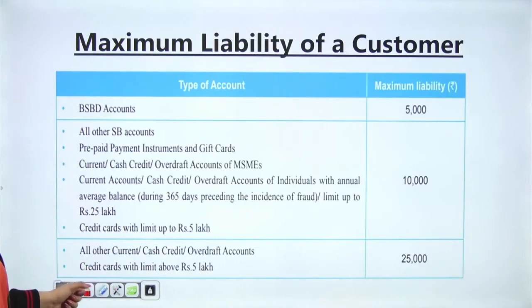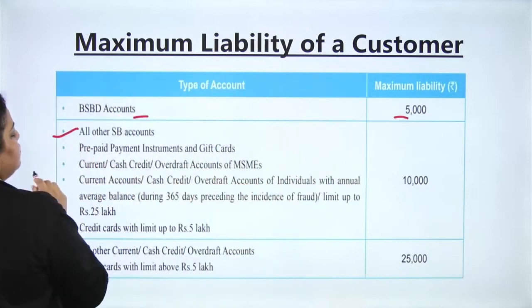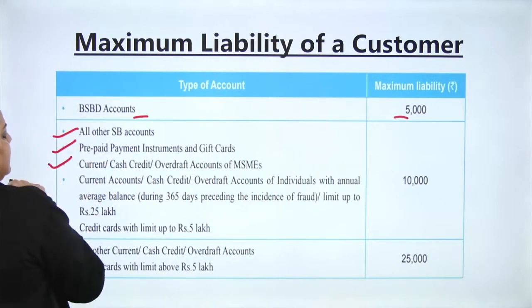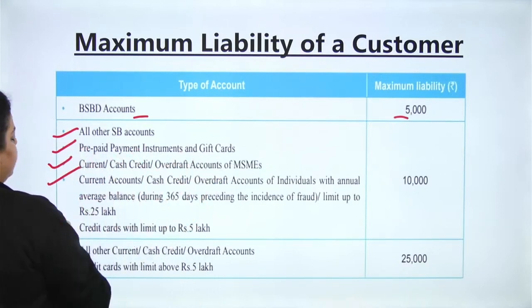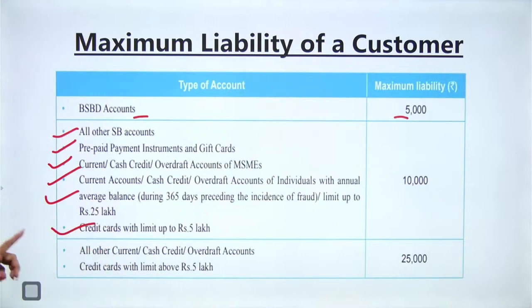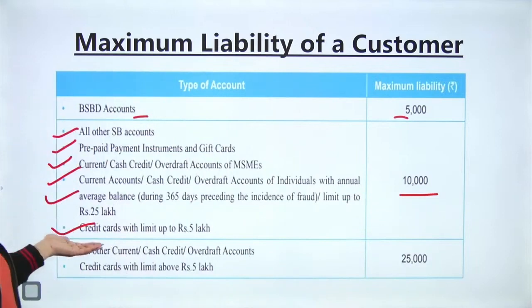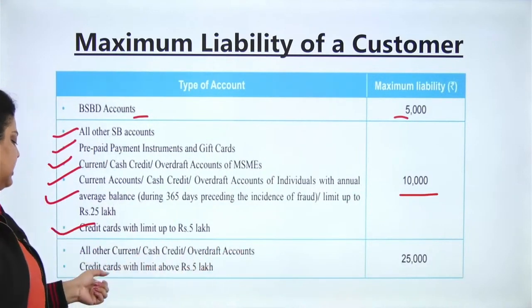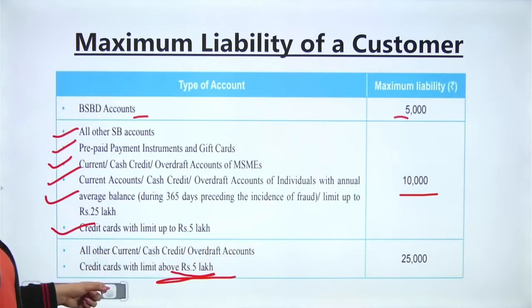And you can see this is your table that is very much important. Do remember this table. It defines all the liability of a customer. So in BSBD account, it is 5,000. In all the other savings bank accounts, prepaid payment instruments and gift cards, current cash credit overdraft account of MSME, current account cash credit overdraft account of individual with annual average balance, then credit card with limit up to 5 lakh, that is your 10,000. Then we have all other current cash credit overdraft accounts 25,000 and credit card with above 5 lakh, it is 25,000. So do remember this limit, it is important.